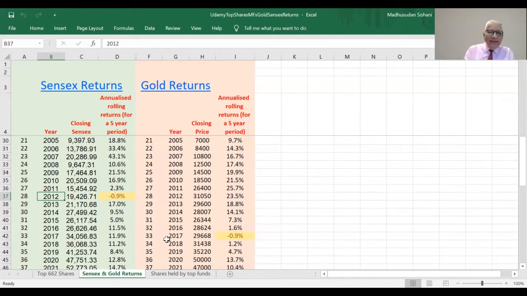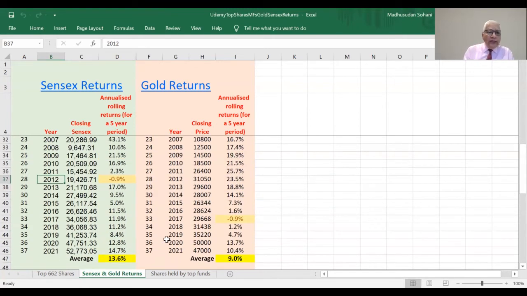Okay, fine. If we calculate the annualized returns, for example, if you take the index at about 52,773 as on 28th June, almost half the year is over.